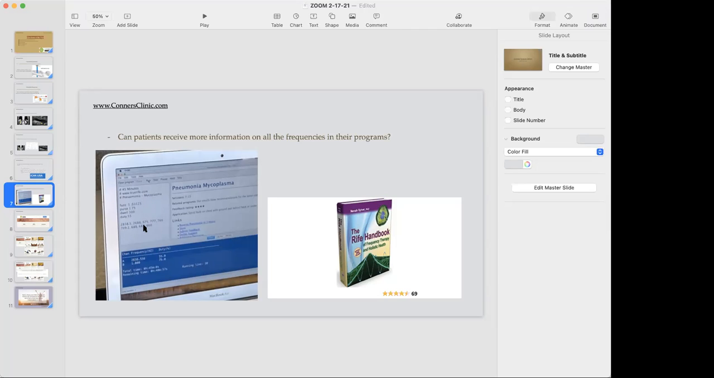Now, you'll notice that if you open up any of your programs, it will just say the frequencies. It just has the number. That's the hertz that it's running. Now, it doesn't say a specific disorder or disease or anything like that. Why? Because anybody who knows anything about frequencies doesn't believe that this one frequency is the frequency of pneumonia mycoplasma.